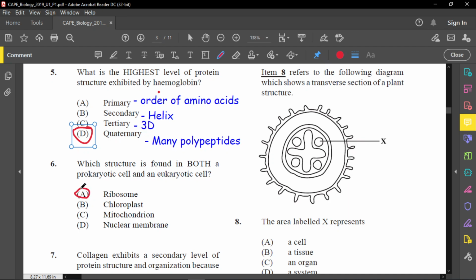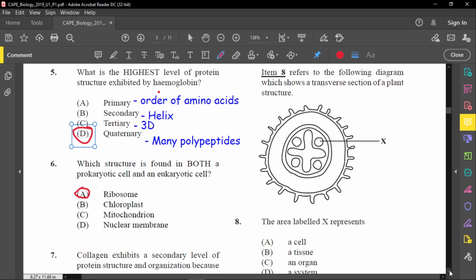And I just want to point out something here as well, that the cell membrane or plasma membrane must be in both cells. In fact, all cells must contain a plasma membrane, right? And also cytoplasm and DNA. So the common structures for all cells are ribosome, cytoplasm, cell membrane, and DNA, or at least chromosome. All right, question number 7.